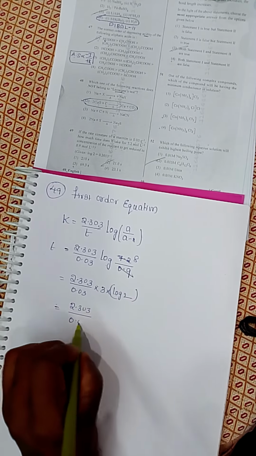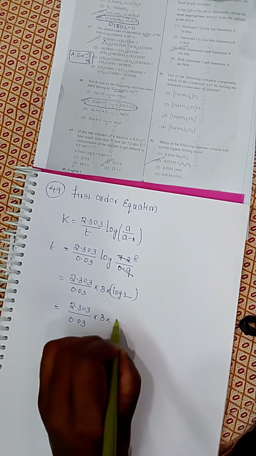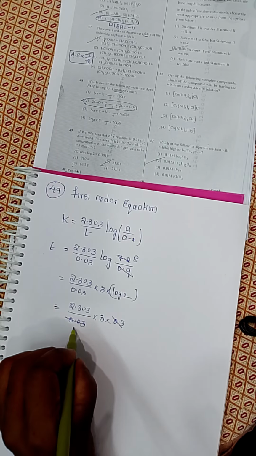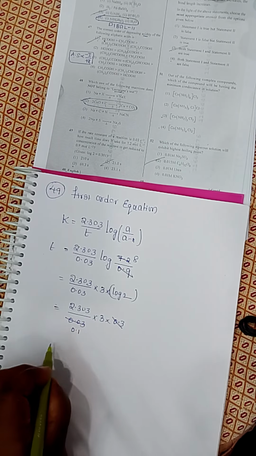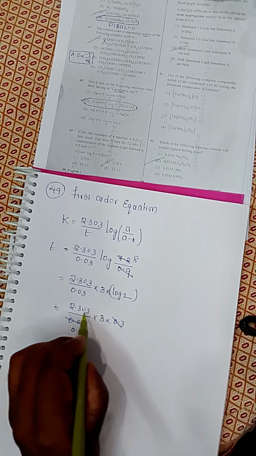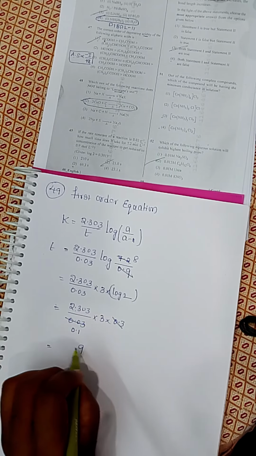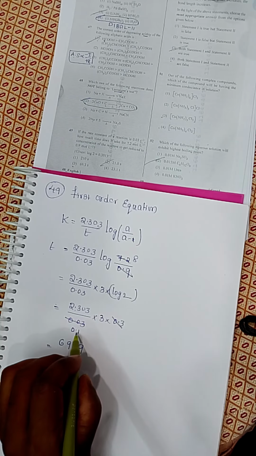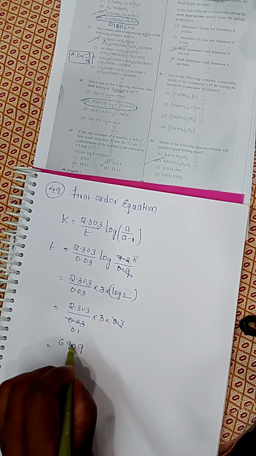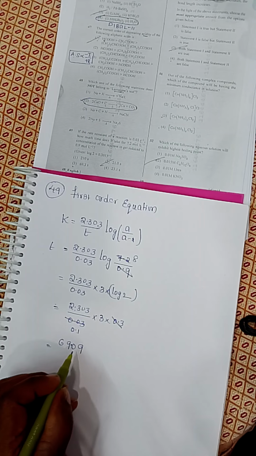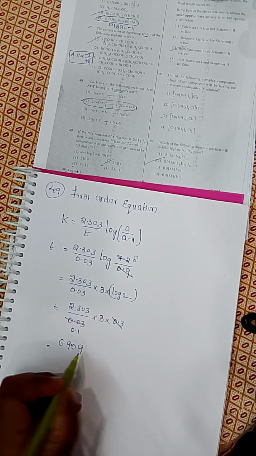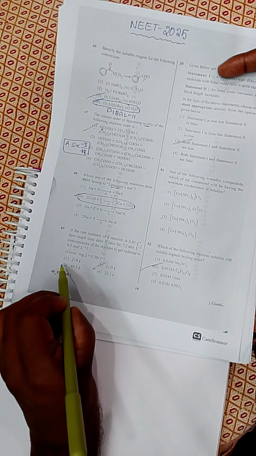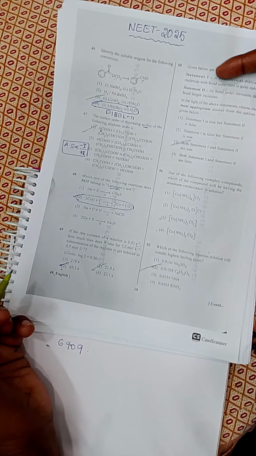Now 2.303 by 0.03 into 3, with the log 2 value 0.3. Now we are getting 69.09. So approximately the given key is 69.3 seconds. It is option 3.